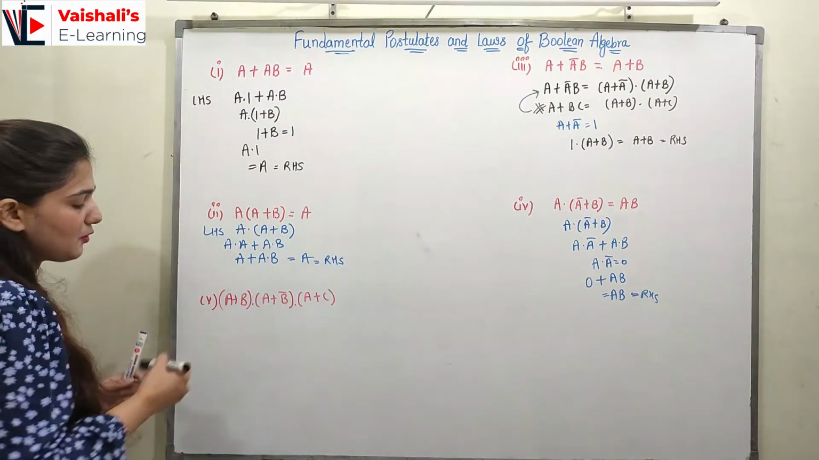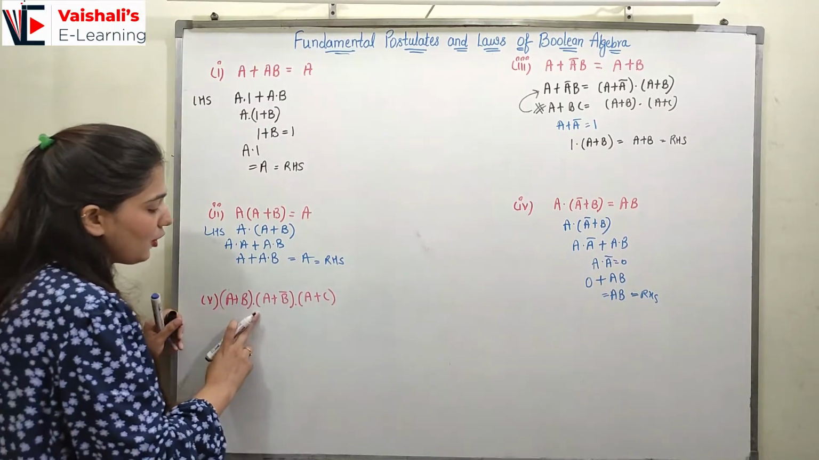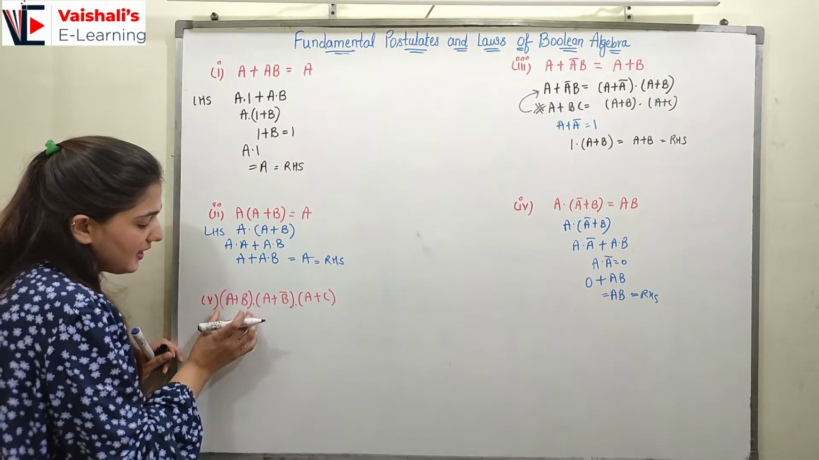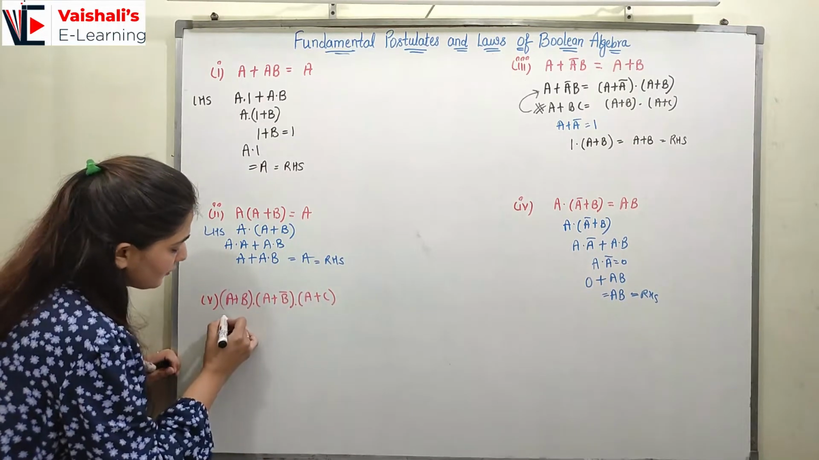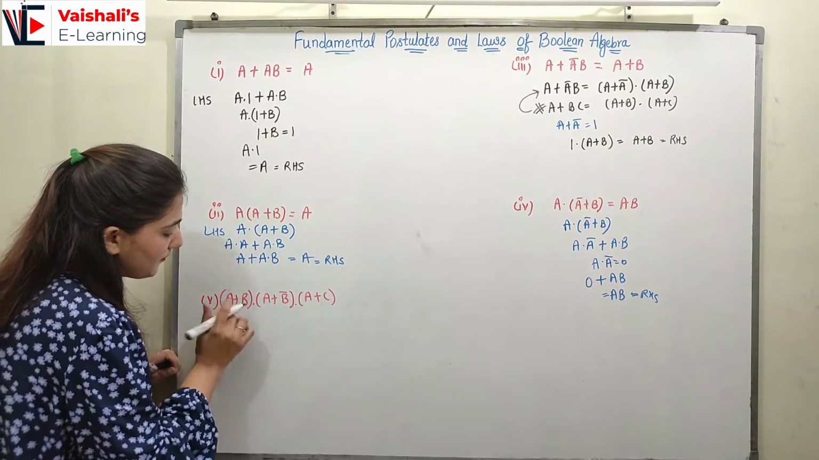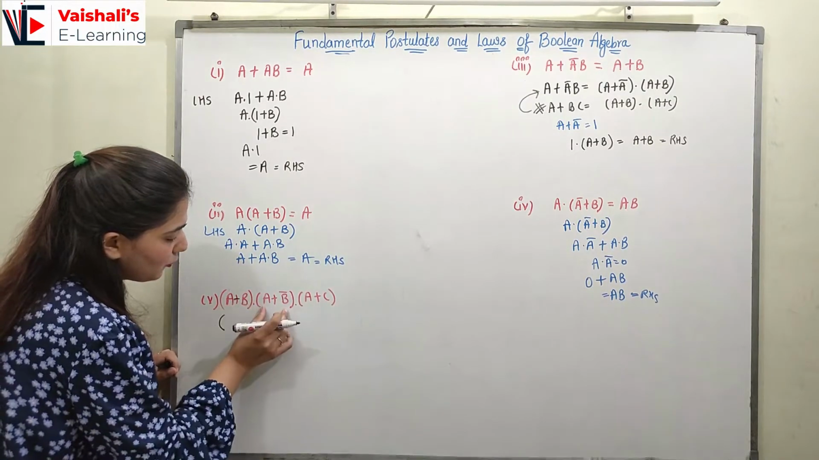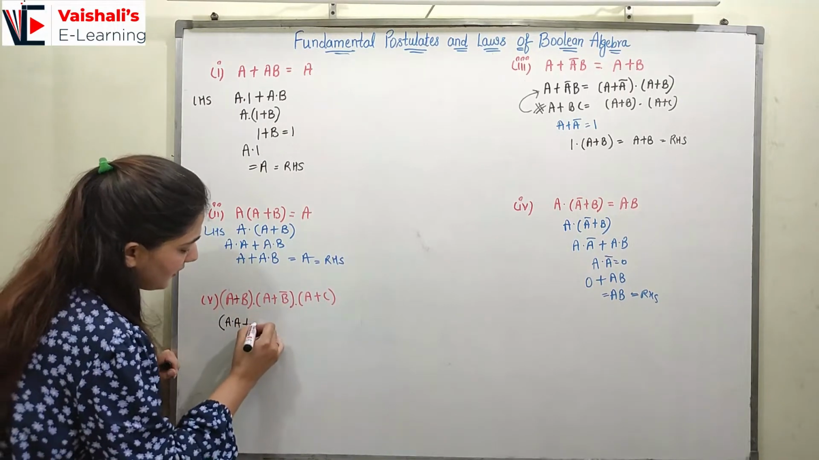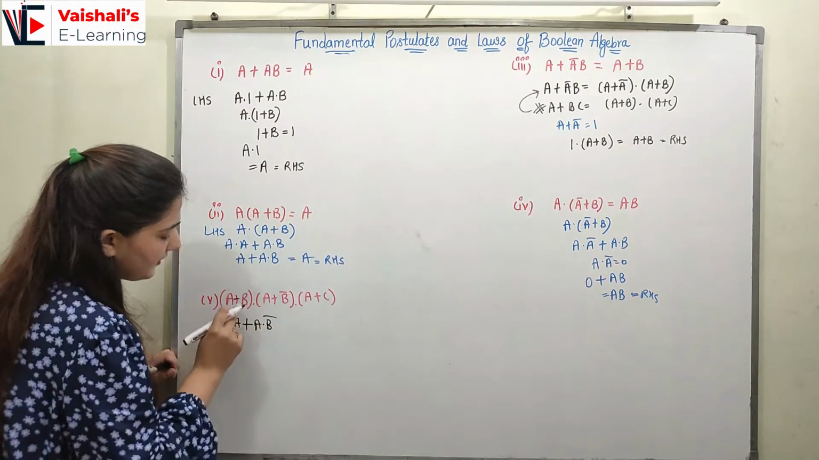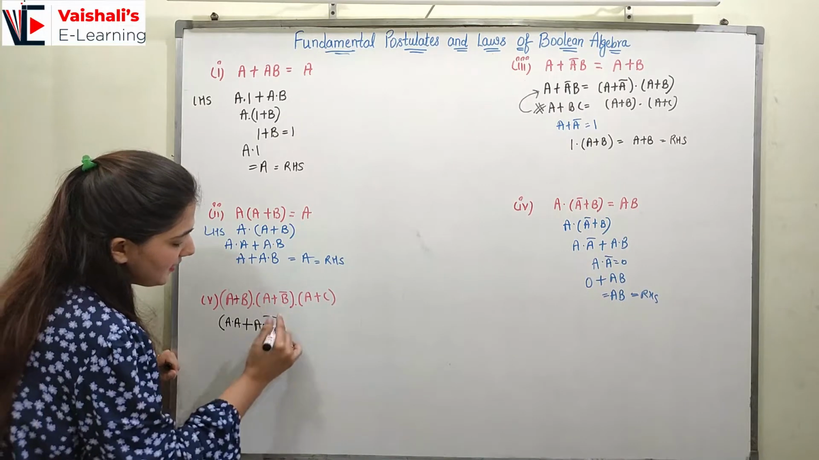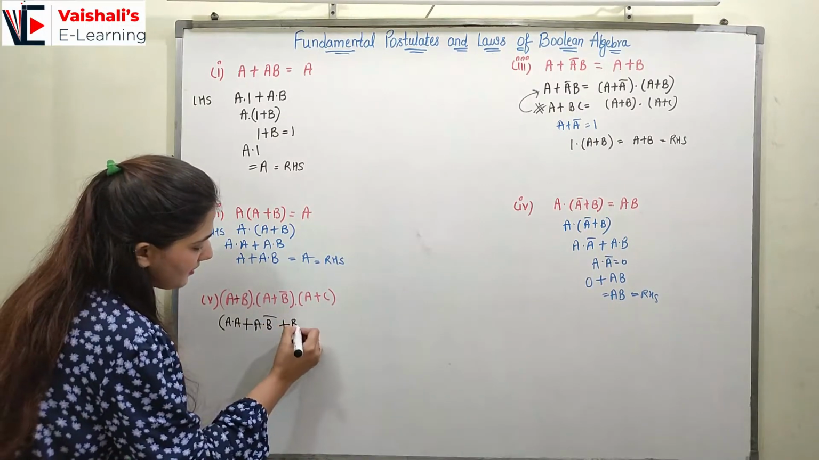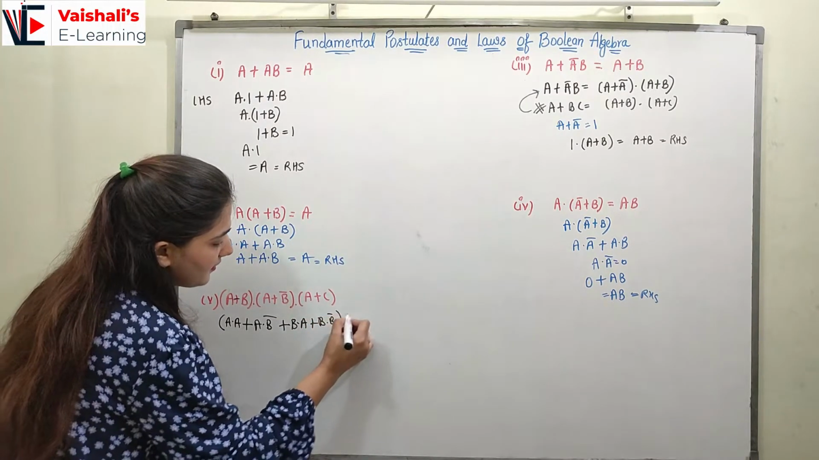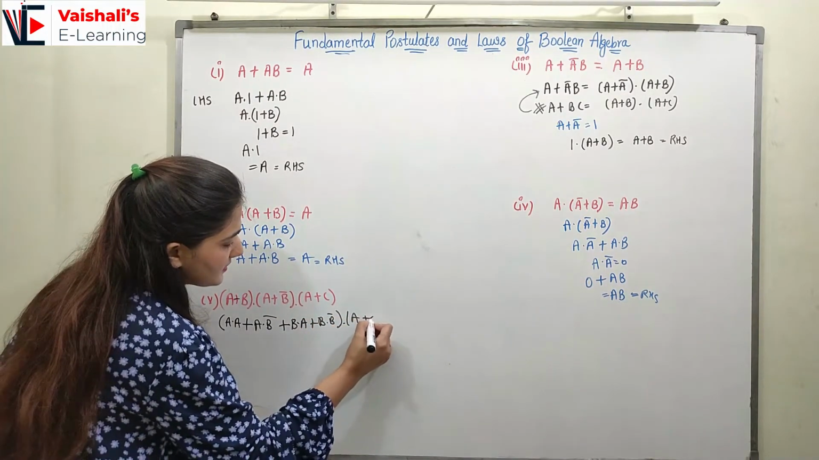Now coming to the next problem, here we have (A plus B) dot (A plus B bar) dot (A plus C). So now I can start from here. I can open this and this. Right? So now what I am doing, I am going to have the dot of A with both of these. So we have A dot A plus A dot B bar. Right? Now the B is dot with A and B bar: plus B dot A plus B dot B bar, and dot (A plus C).